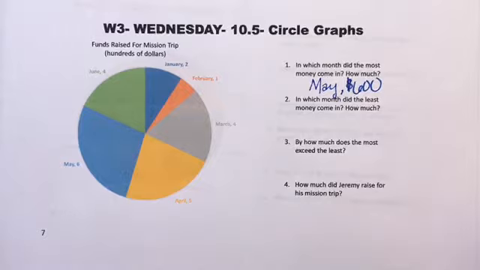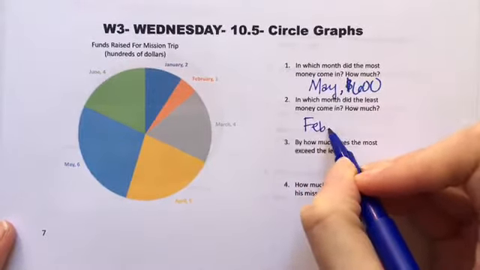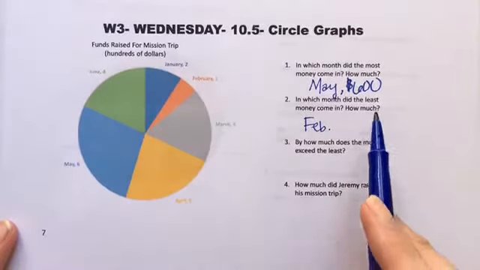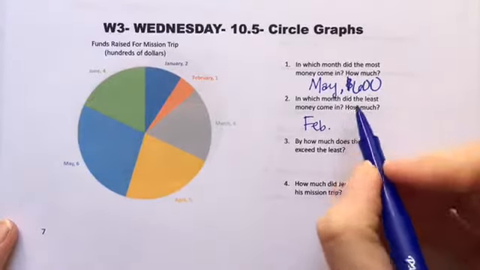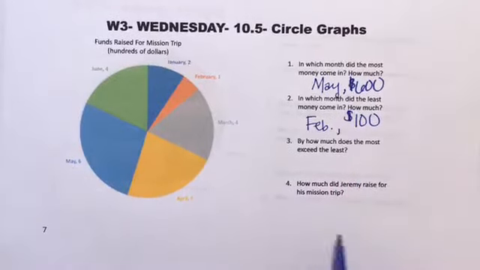All right, and you should have had February. And how much? You should have had not $1, but $100. All right, moving to number 3.